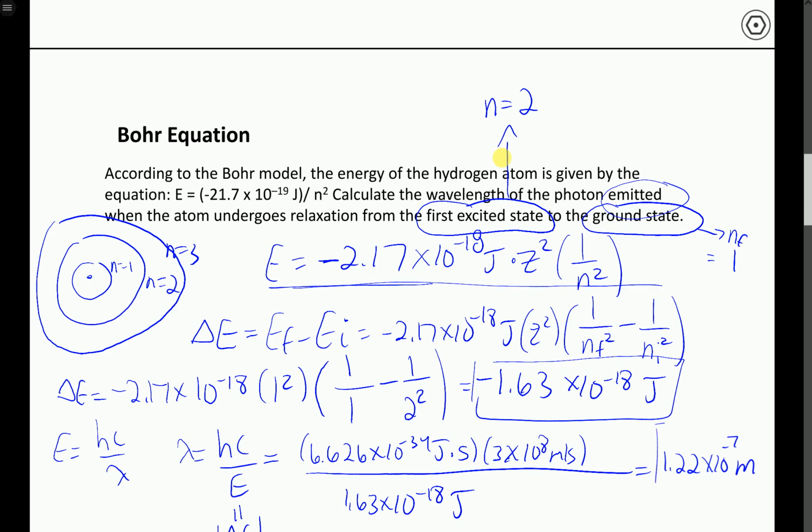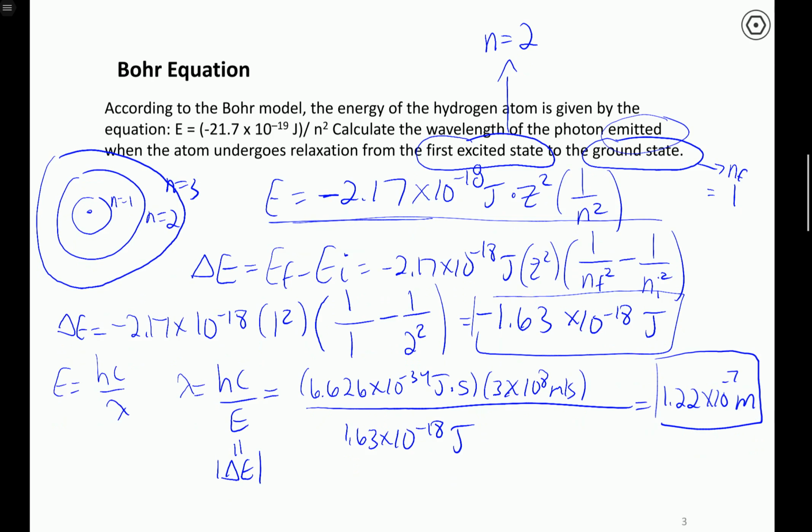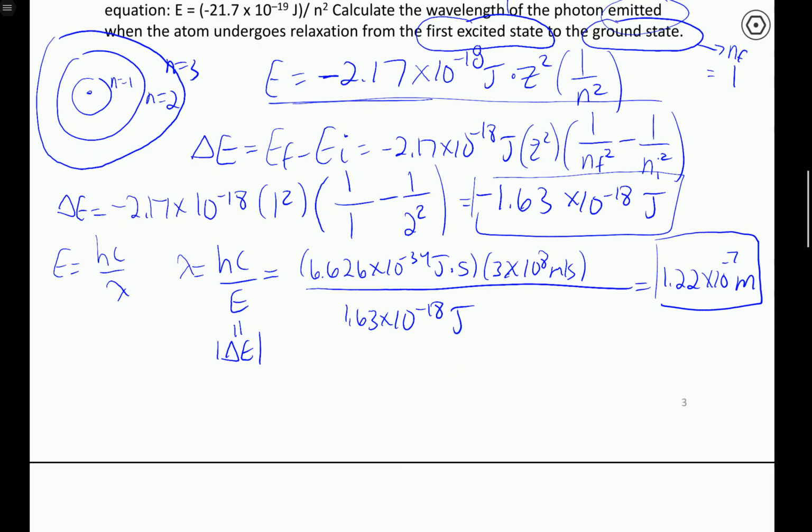And I believe the answer choices on this problem in Blackboard were in meters, so we don't need to convert it to anything else. It's more conventional to give this in nanometers. This would be 122 nanometers, but for the purposes of this problem, we don't have to do that last step. Alright, so this is a very common type of problem. You're going to use the Bohr equation to find the energy difference, and then use the equation for photon energy to determine some parameter, either wavelength or frequency.